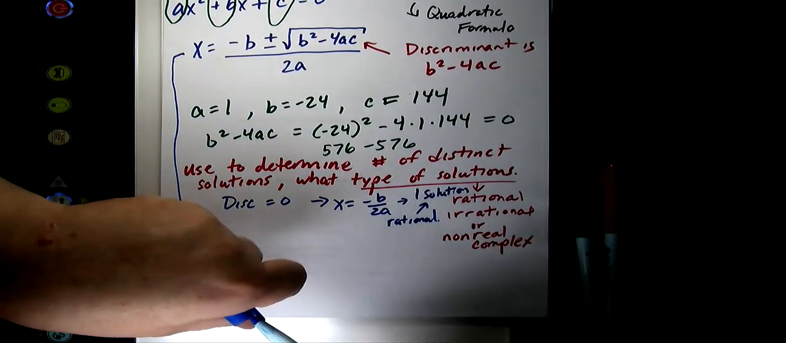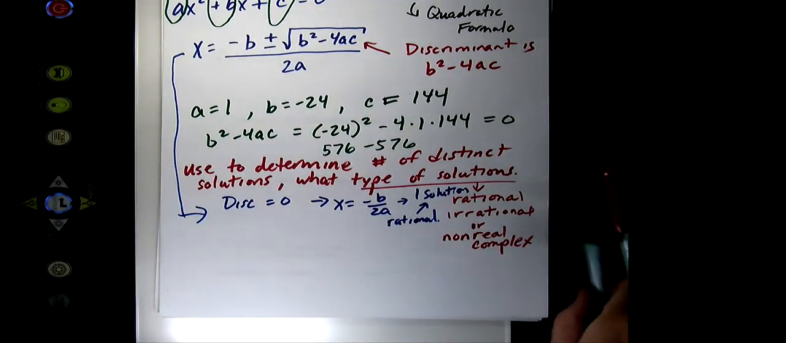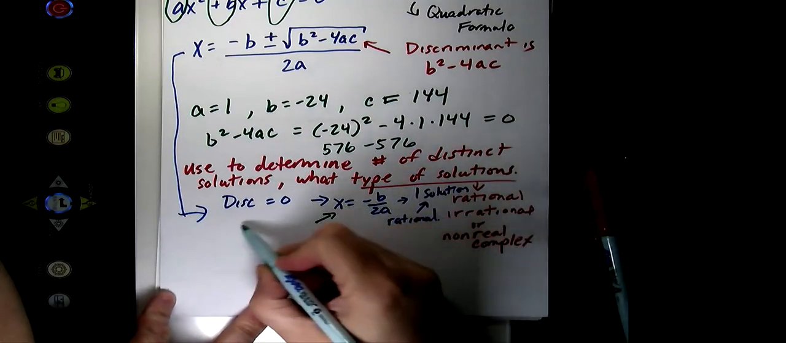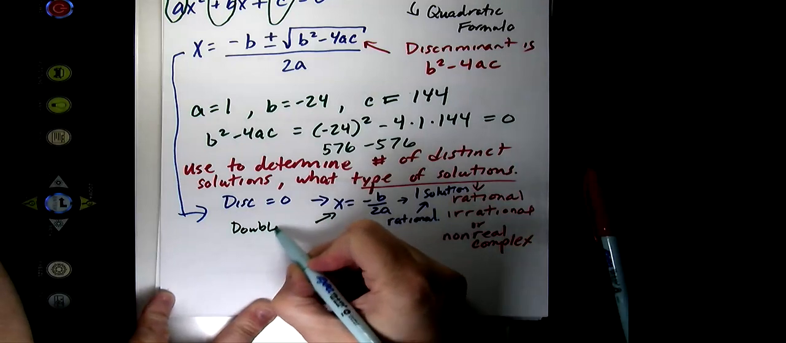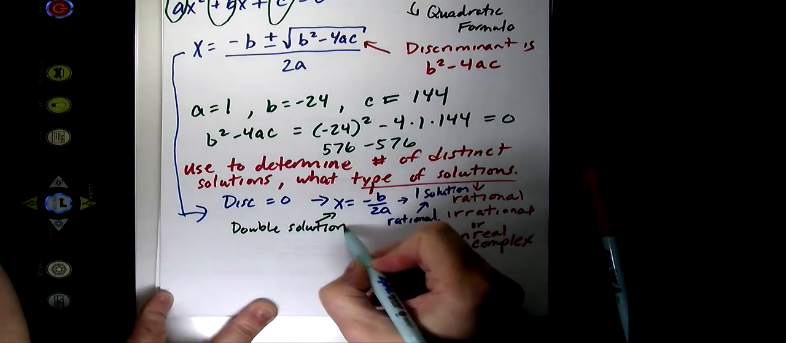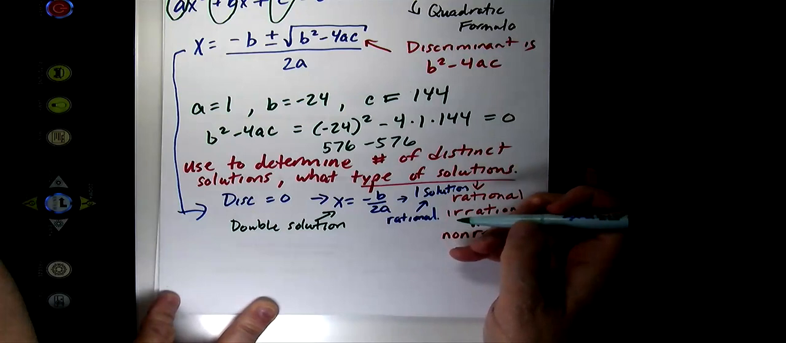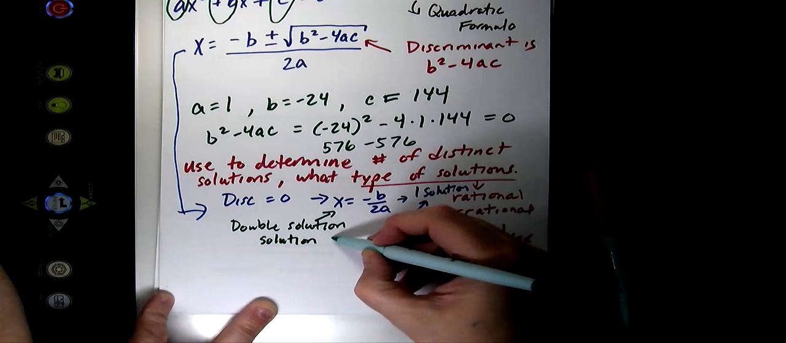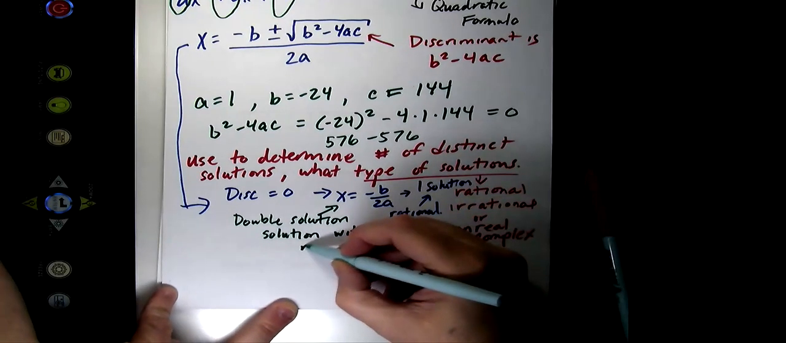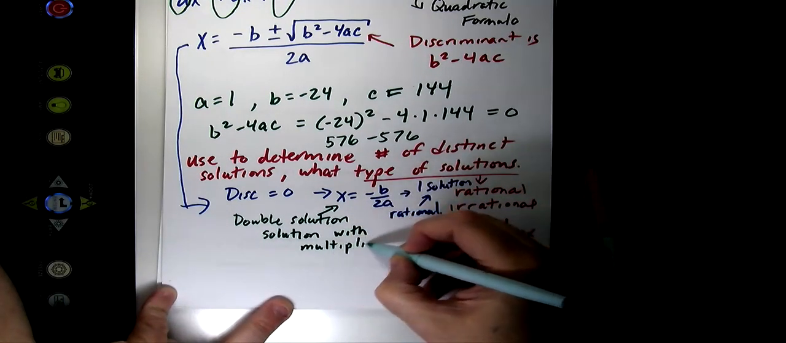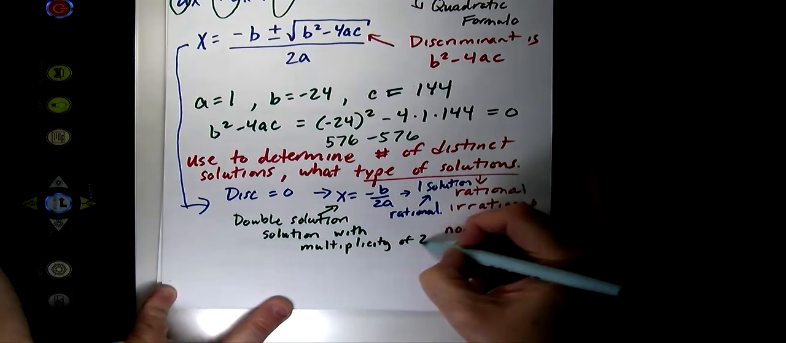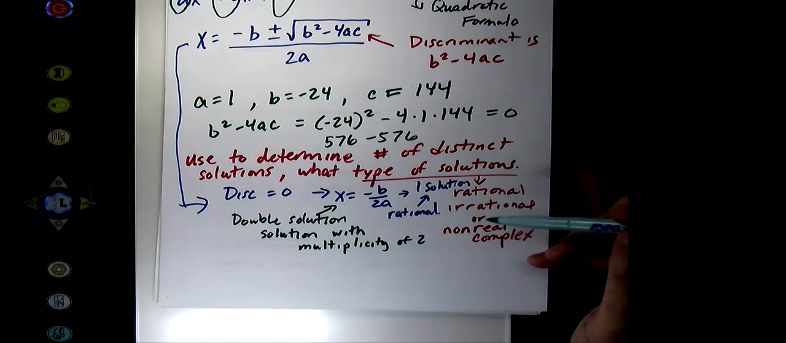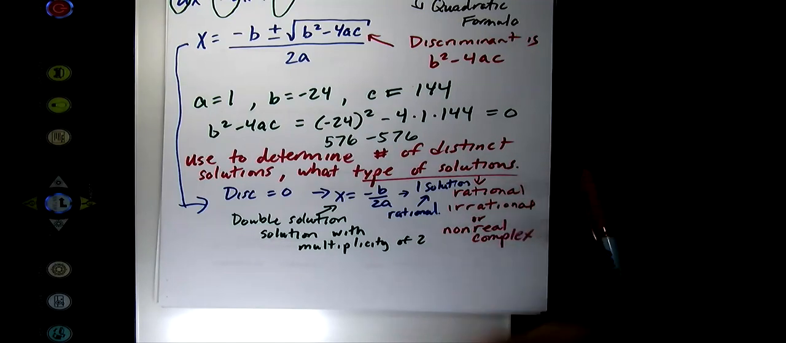When this happens, they're calling it a double solution. I mentioned this the other day, it's a solution with multiplicity of 2. But I didn't show you how it applies to this problem, because we haven't hit multiplicity yet.